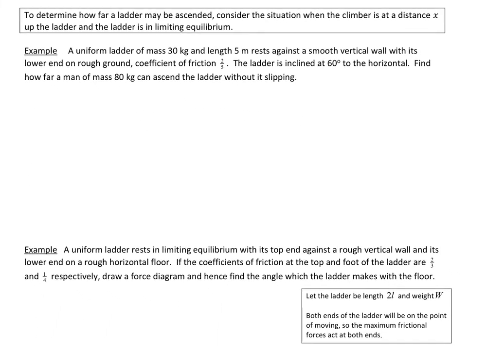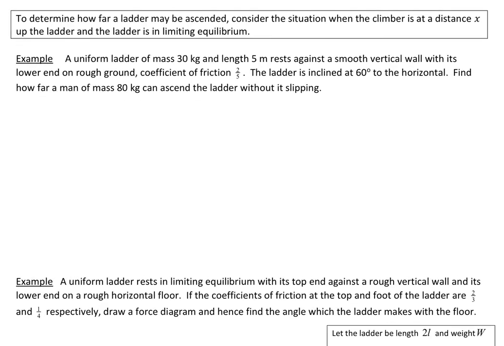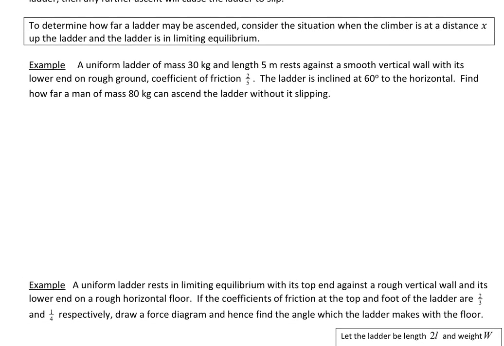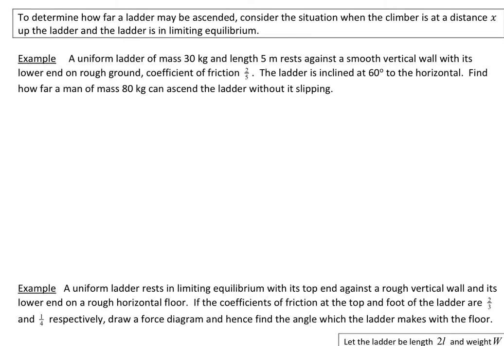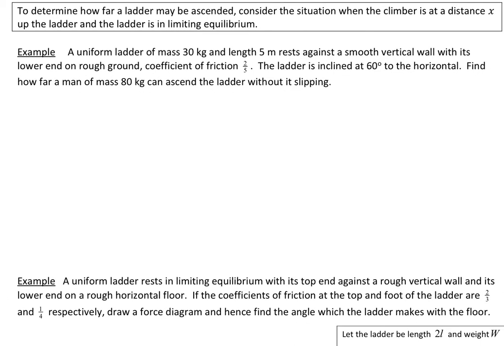Okay, a little diagram needed for this one. I don't think I've got very much space to do this one again. Okay, so we have got a diagram for this one here. It says a uniform ladder of mass 30 and length 5 rests against a smooth vertical wall with its lower end on a rough ground with coefficient friction 2/5. The ladder is inclined at 60 degrees to the horizontal. Find how far a man of mass 80 can ascend the ladder without it slipping.